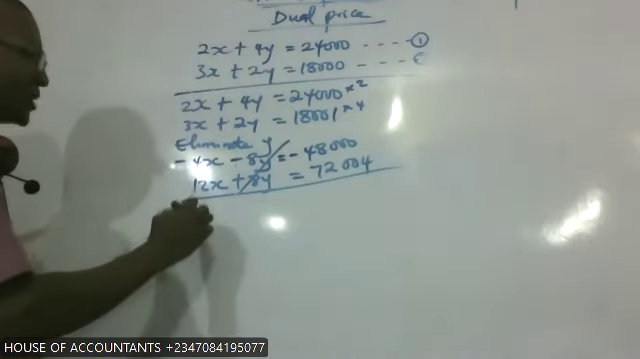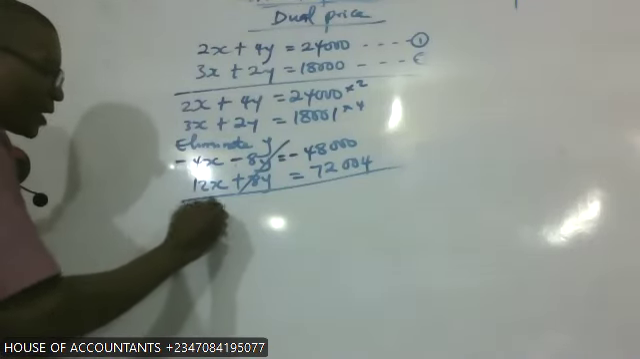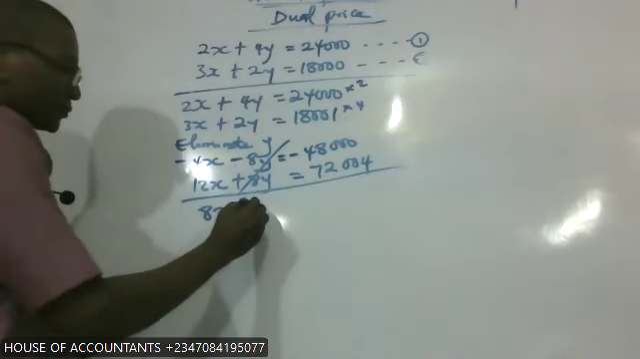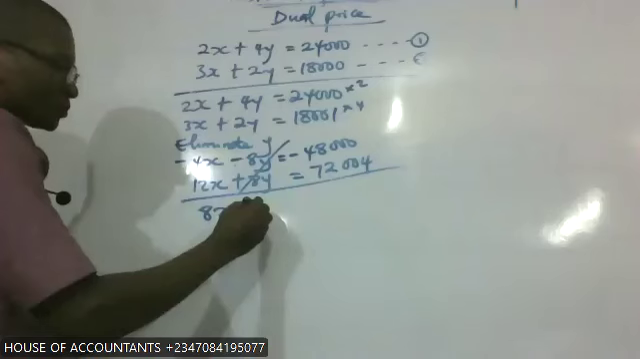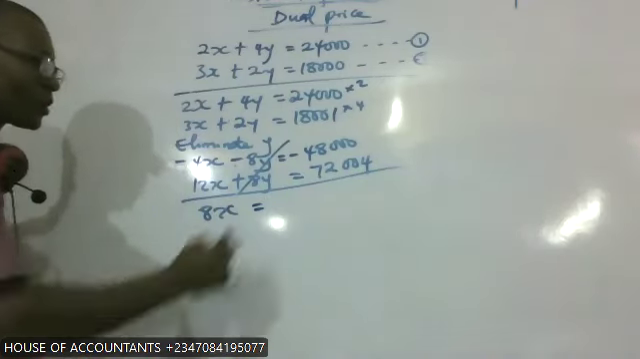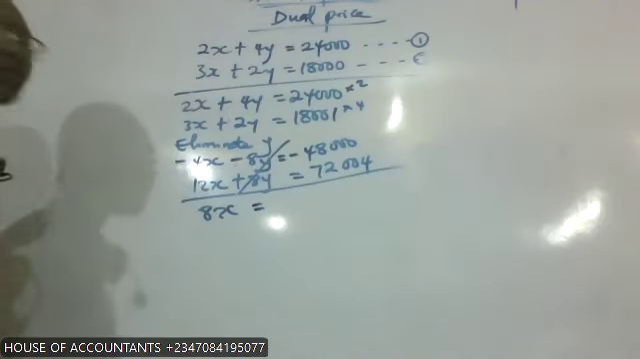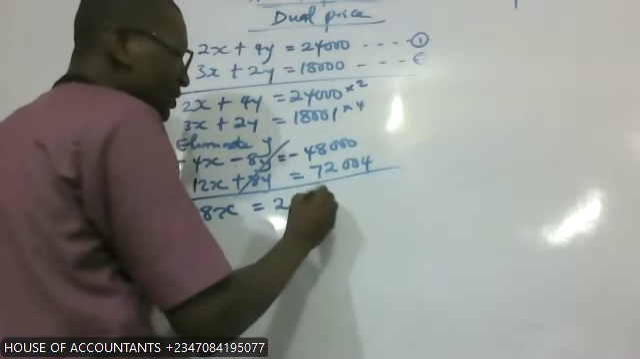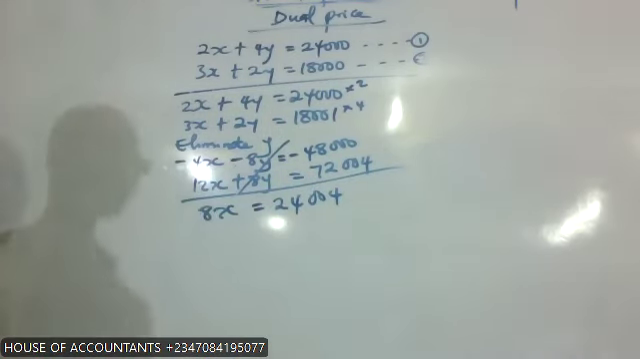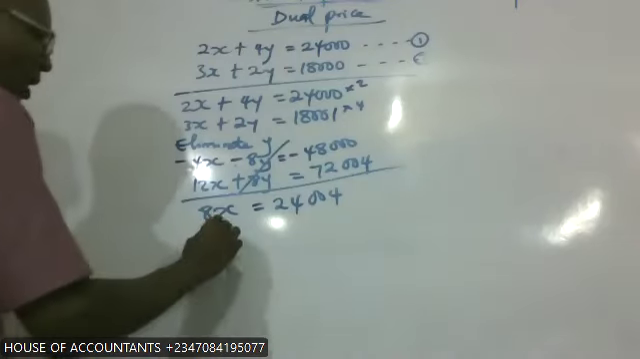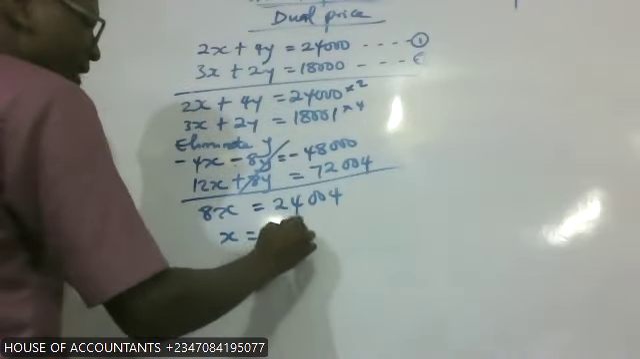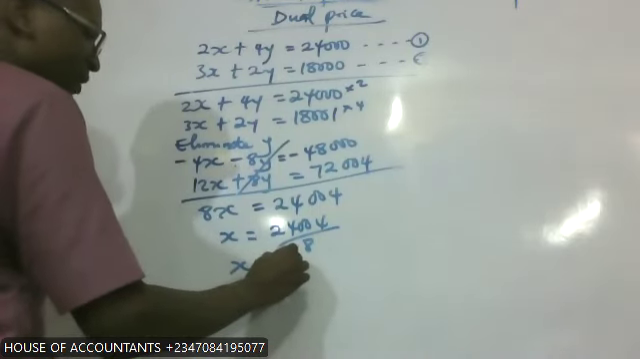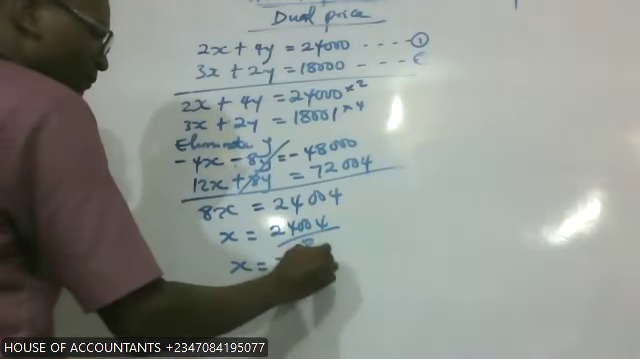So the difference between this is what? Positive 8x. Yes or no? What's the difference between this one? 72 minus 48 is 24. So x equals 24,004 over 8, that is 3,000.1.